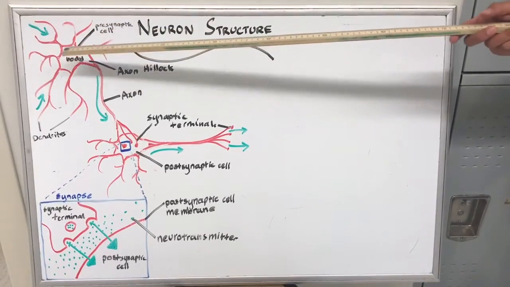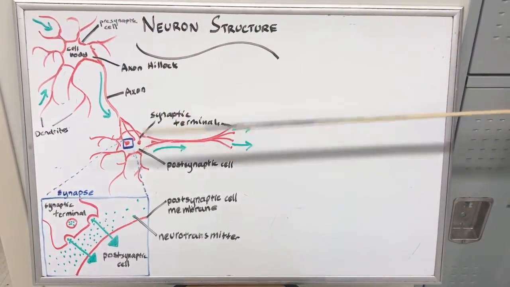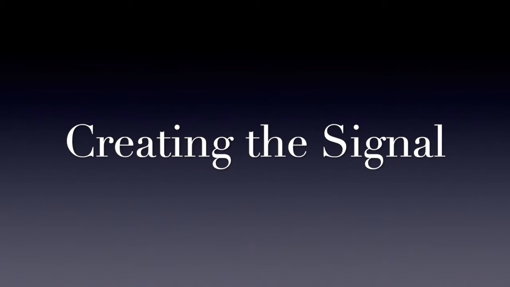This cell is the presynaptic cell because it makes the signal. This is the postsynaptic cell because it receives the signal. The transmission of a signal across a neuron can be described by the depolarization and hyperpolarization of a membrane potential. First, we will discuss how the signal is created in the axon hillock.